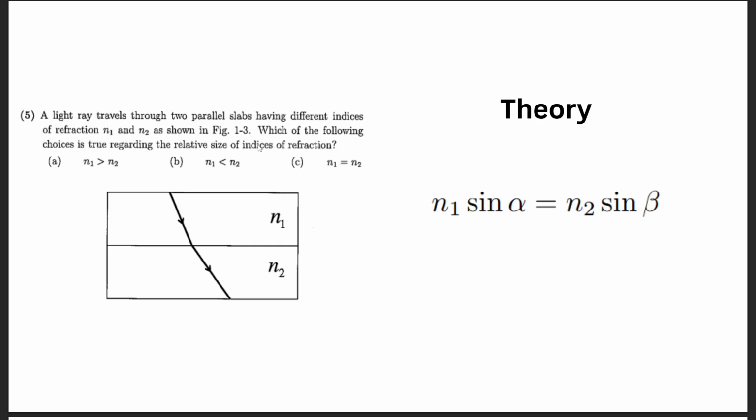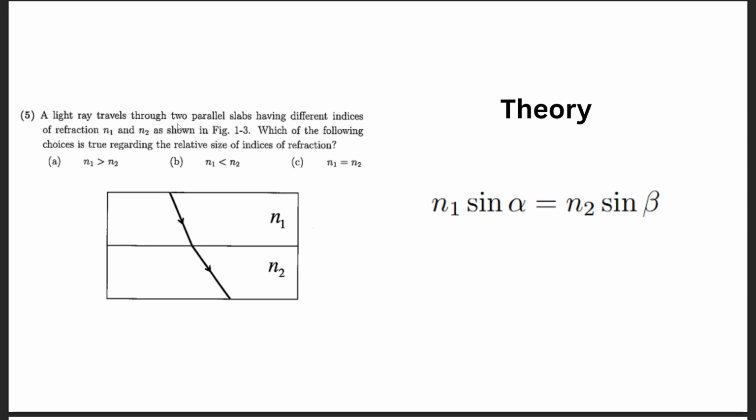Number 5. A light ray travels through two parallel slabs having different indices of refraction n1 and n2 as shown in figure 1.3. Which of the following choices is true regarding the relative size of indices of refraction?